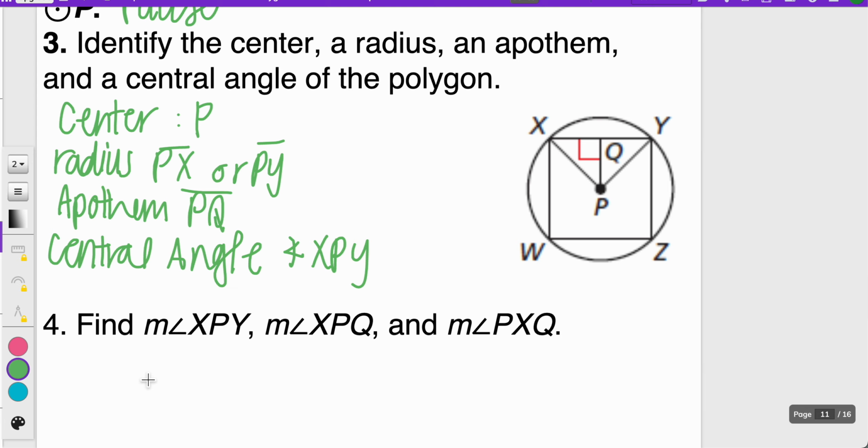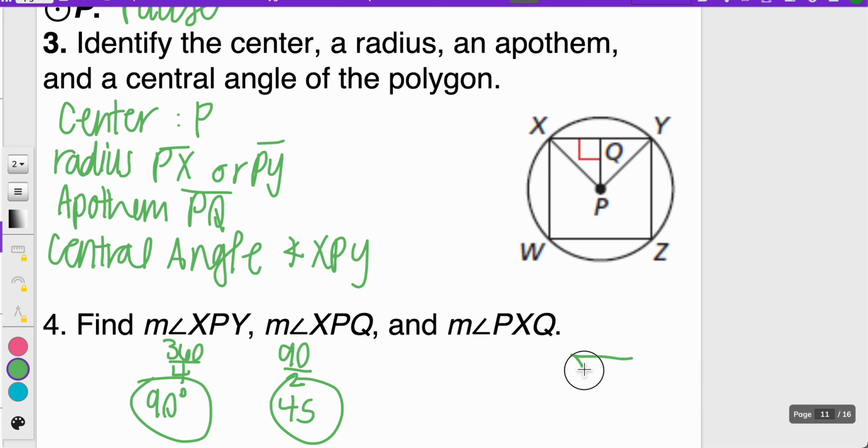Now we want to find the measurement of these following angles. XPY, since it's the central angle, and this is a 4-sided figure, I would do 360 divided by 4, that's 90 degrees. XPQ is exactly half of that, so 90 divided by 2 gives me 45 degrees. And then PXQ, so again, here's our triangle, P, Q, and X. We just said that XPQ is 45, so up here in this corner is 45, which means the only leftover amount for PXQ is also 45 degrees, okay?